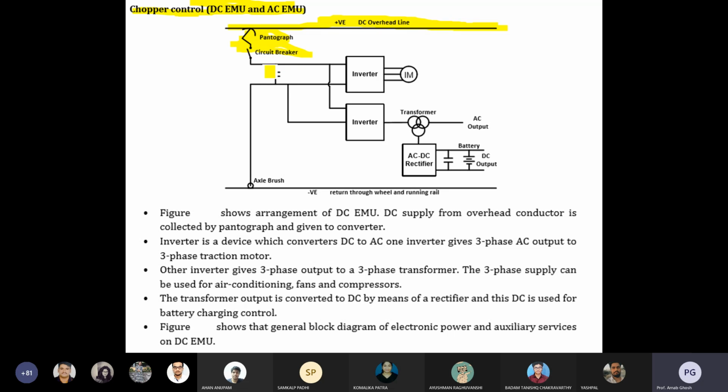So circuit breakers are there. They are your insulators, or you can say contacts. Then inverter means you are converting the DC to AC if you are using induction motor drives. So inverters are there.